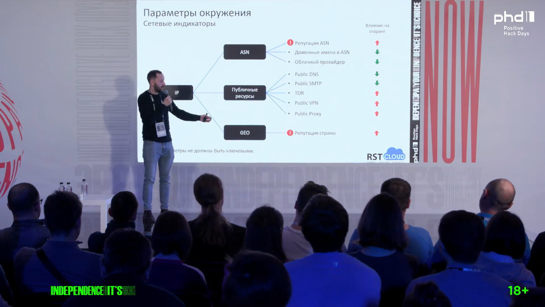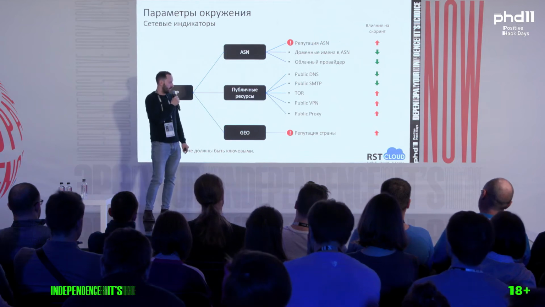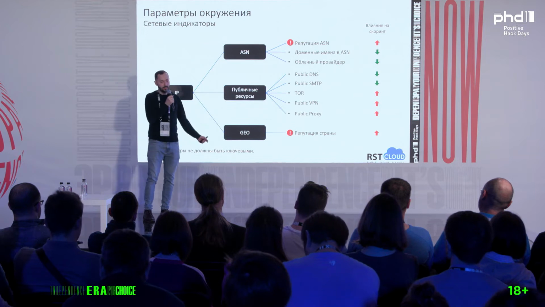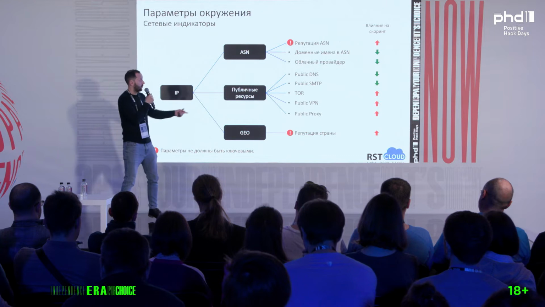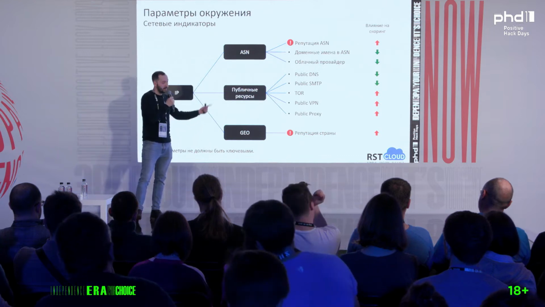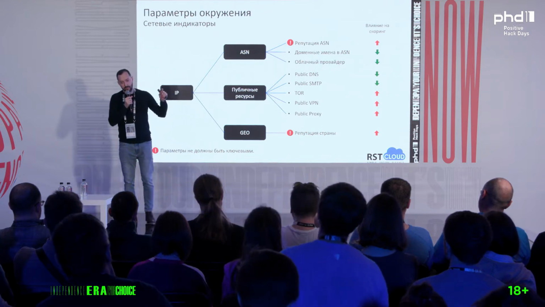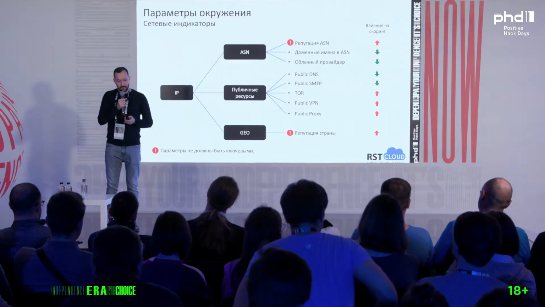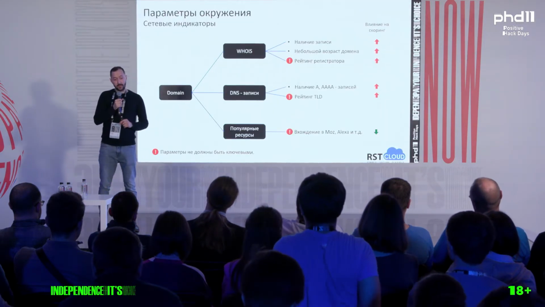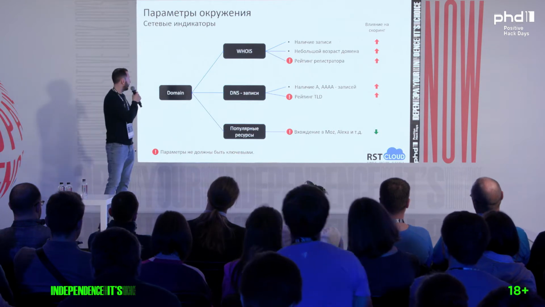Next, you can, for example, use MaxMind databases and other geotags, so to speak. So, for example, you can check country reputation. Just like with ASN, it's not a very reliable parameter, so it should not be the key determinant for the score.